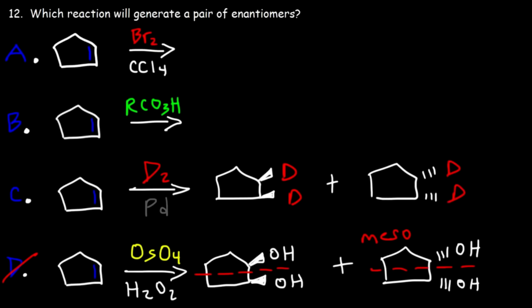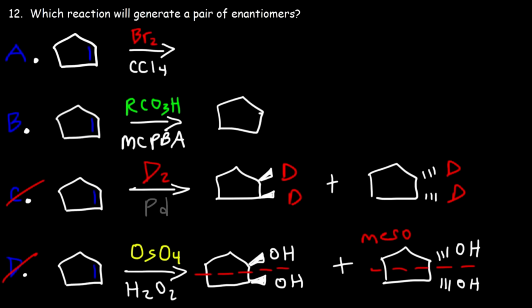So answer choice C is eliminated. Now let's move on to B. If we combine an alkene with a peroxy acid, it could be RCO3H. Another peroxy acid you might see is MCPBA. Basically, they do the same thing. If we put these 2 together, we're going to get an epoxide.